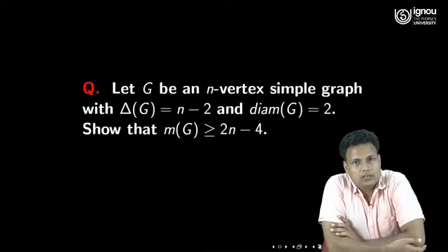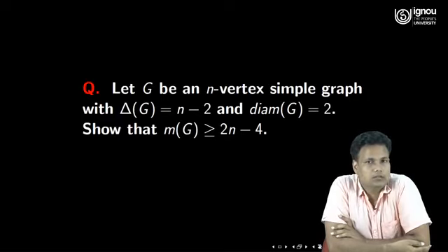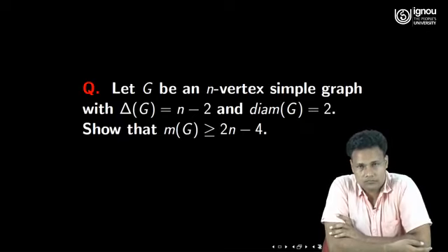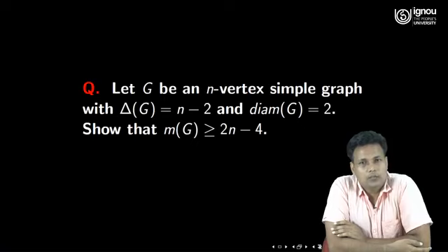Let us consider another question. Let G be an n vertex simple graph with maximum degree n minus 2 and diameter equal to 2. We have to show that the number of edges in G is at least 2n minus 4.